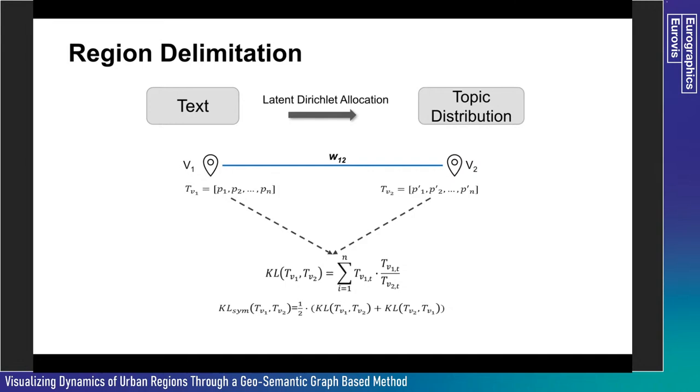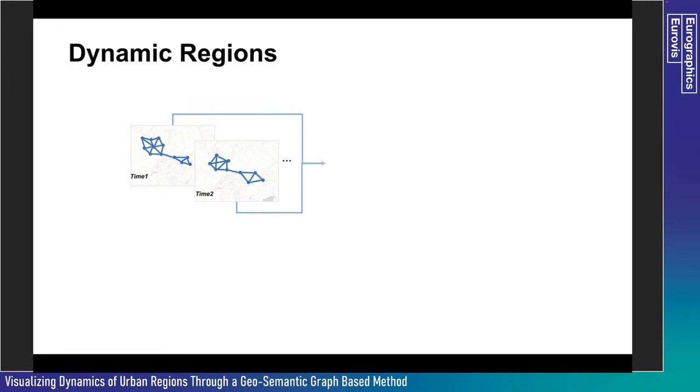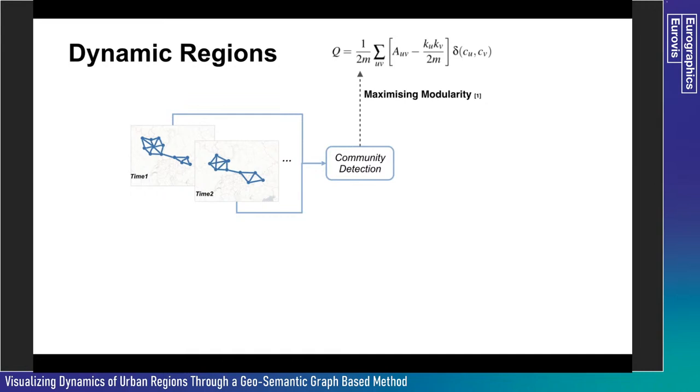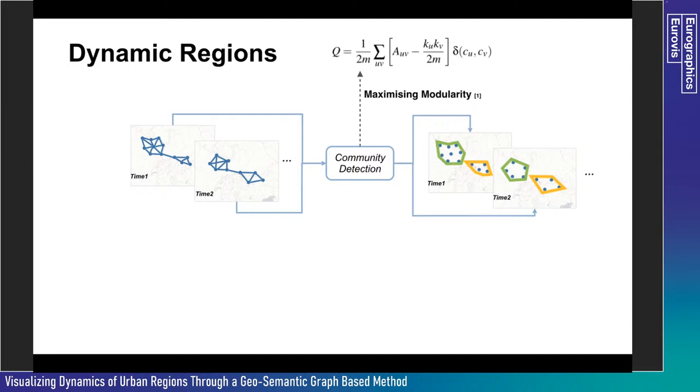Assume there are n topics in the corpus, then TV1 denotes the probability distribution of the topics at venue 1. The probability components sum up to 1. The semantic similarity between these two venues is measured by the reciprocal of the symmetric Kullback-Leibler divergence. To update topics, we conduct LDA repeatedly at each time step. From the geosemantic graph, we detect communities by the community detection algorithm, which is known as the Louvain method. The key is to maximize the modularity of the graph. Consequently, venues that are both closely located and have similar activity types are clustered.